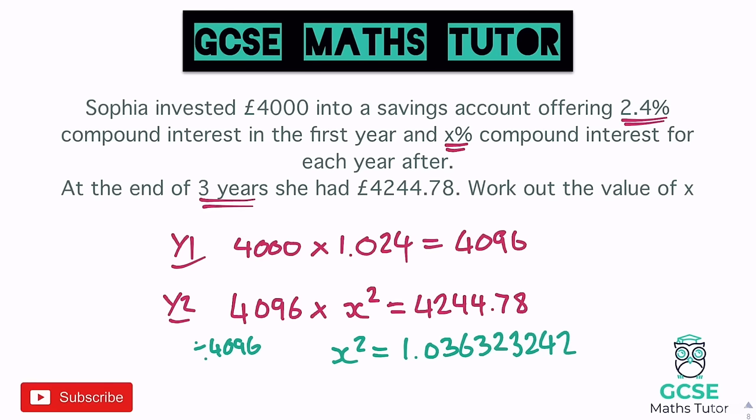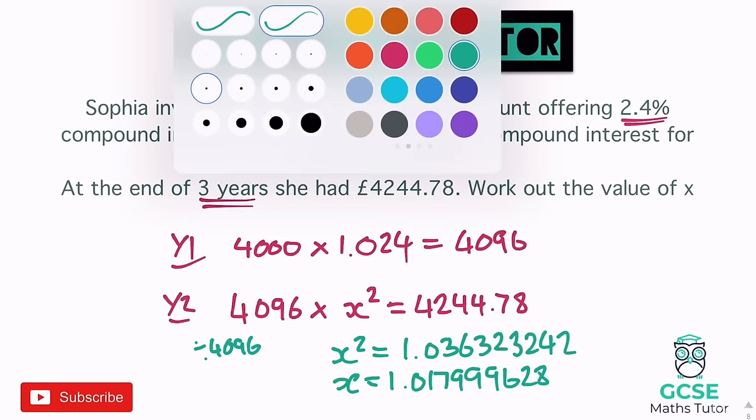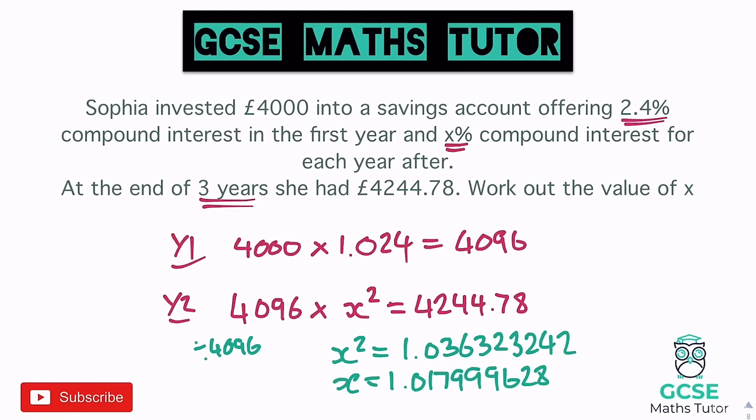There we go. Right, so don't have to do a cube root this time because it's only those additional 2 years. So we can square root the answer. So square root answer, and we'll get our value of X there, which comes out as 1.01799968. There we go. So again, we've got our percentage hidden within there. Just gotta be careful on this last step that we actually get that out of it. So here's our little percentage, which is 1.8% there. It's 7999, so that 7 is an 8. So 1.8% is the rate of interest in those additional years.